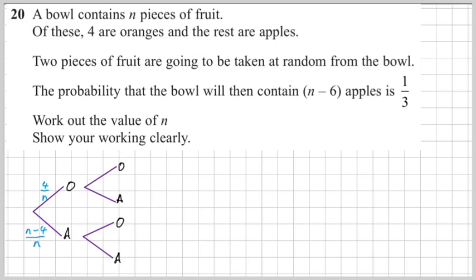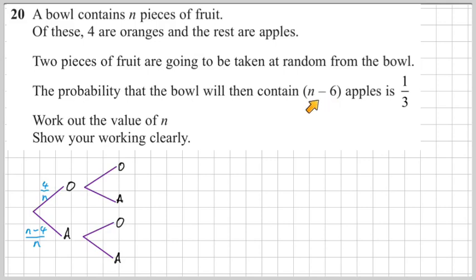Now before we go on and fill in the whole rest of the probability tree, it's worth asking yourself whether we need the whole thing. Everything I've done so far is leading up to this point. If we read this next line, we're told this very odd information that once 2 pieces of fruit have been drawn, the probability that there are now n minus 6 apples in the bowl is 1 over 3.